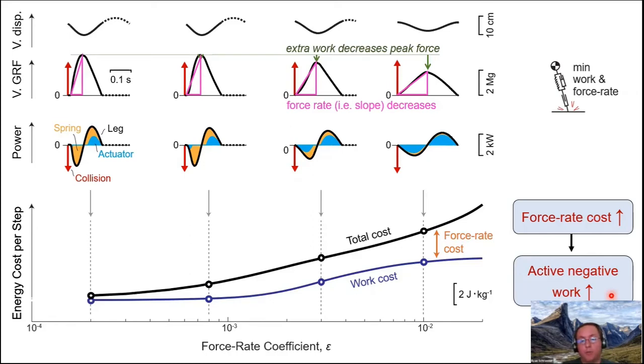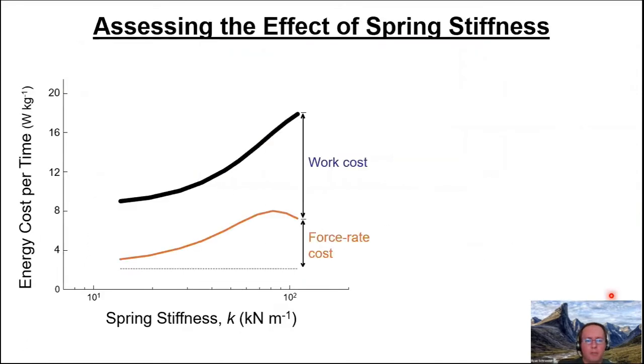And so notice this force rate cost has now motivated our actuator to do some active dissipation, some negative work, as well as positive work in order to mind this rate cost. Okay, so what about the effect of stiffness?